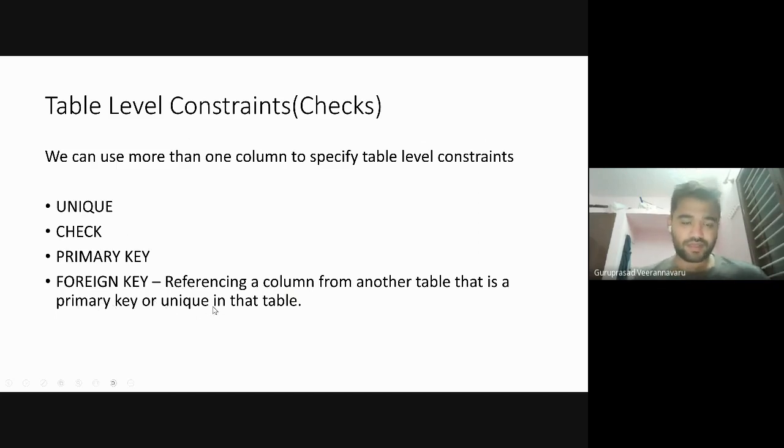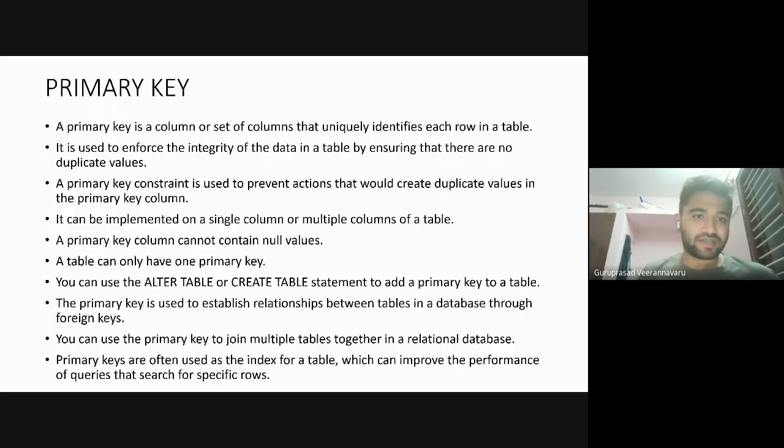Okay. So these are table level constraints. So just to give an idea of, we already discussed in length about what a primary key is, but I'll just go through the definition. Okay. So it is a column or set of columns that uniquely identifies each row in a table. So that means you can have one column or more than one column also.